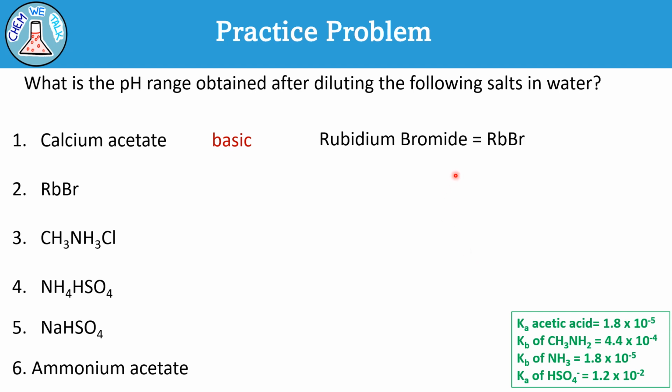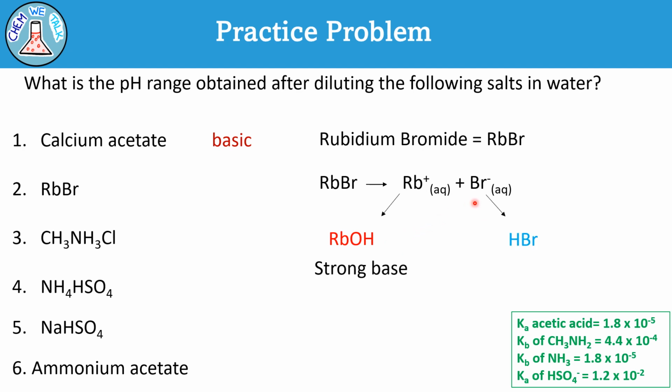Let's look at the next example. We have rubidium bromide, RbBr. Let's put it in water and break it into its ions, so we have Rb+ and Br-. Rb+ comes from rubidium hydroxide, which is a strong base, and then Br- comes from HBr, which is a strong acid. So if a species comes from a strong base and a strong acid, we're going to get a neutral salt. None of those are going to overcome each other.